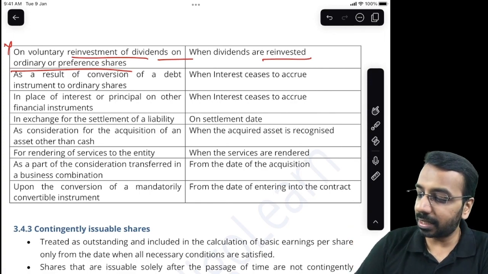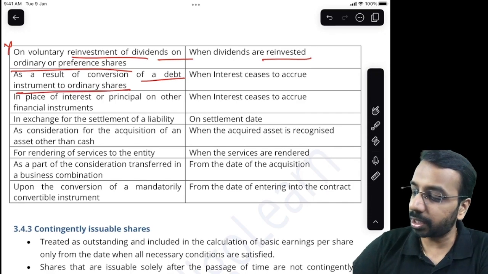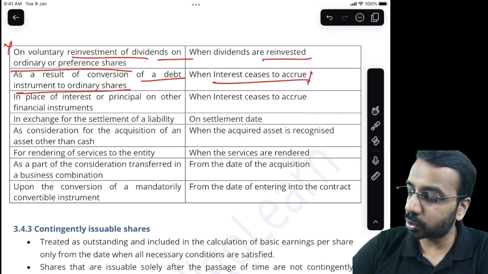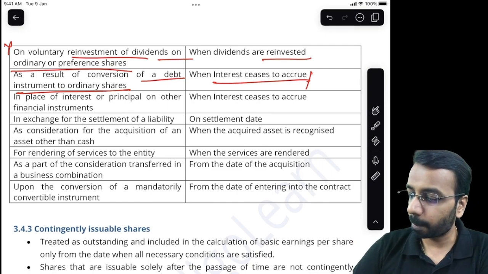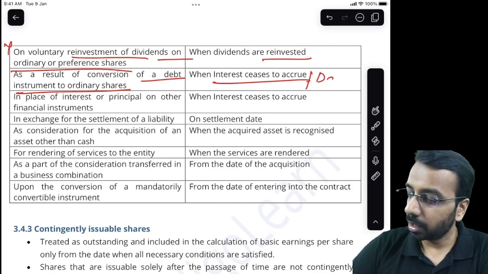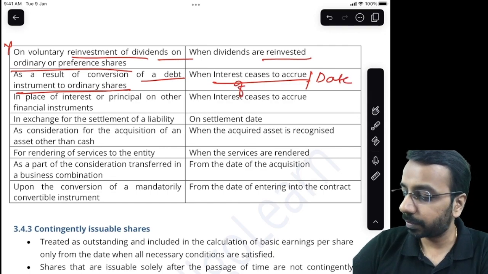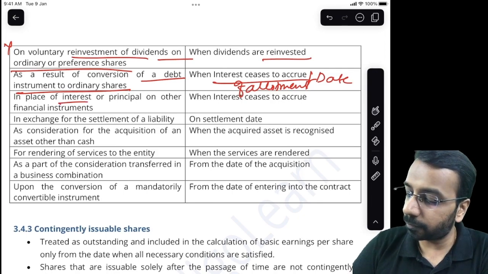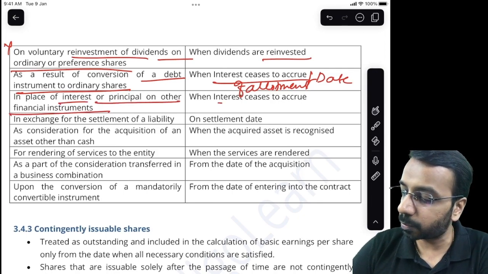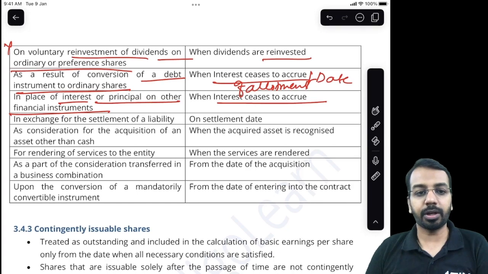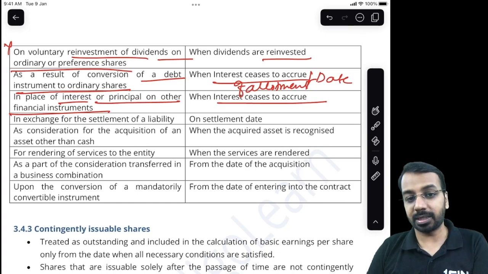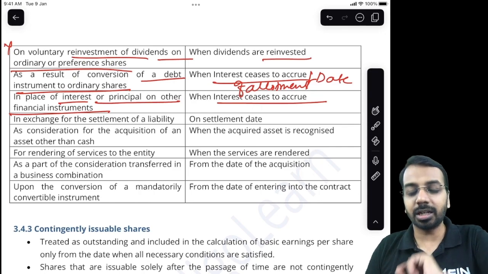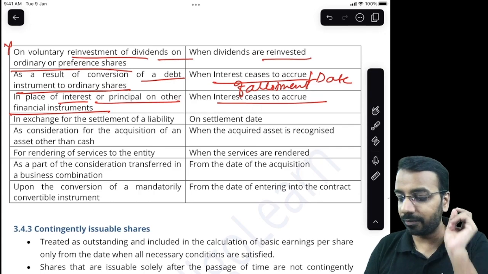Then if there is a debt instrument which is converted to equity shares, the date from when interest ceases to accrue. If it is in place of interest or principal on a financial instrument, when interest ceases to accrue. Okay. So if there is a conversion, the date on which interest ceases to accrue, that is basically the date of allotment, from that date you will consider the time weighted factor.